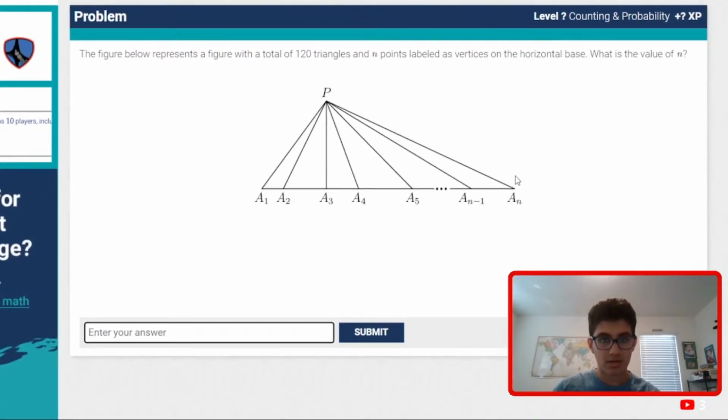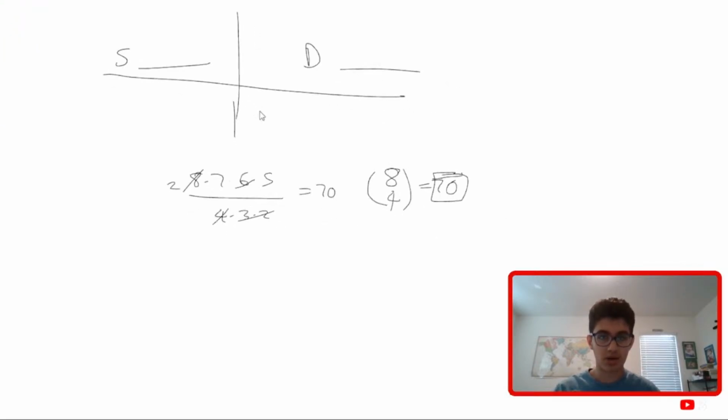What is the value of n? There are a total of 120 triangles. Okay, so yeah, 70. Good. So we got it. The figure below represents a figure with a total. So if it's 120 triangles in total, P is obviously a part of it. So you just need two more points at the bottom. So n choose 2 should be 120. Right? N choose 2 should be 120, I think. So n times n minus 1 is equal to 240. So n is just going to be 16.